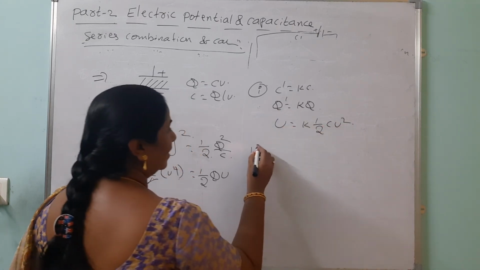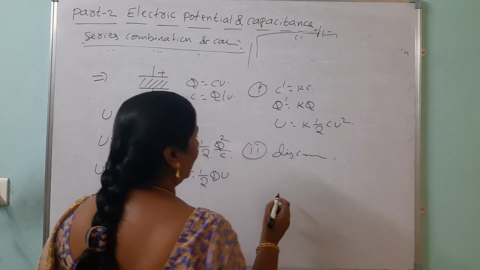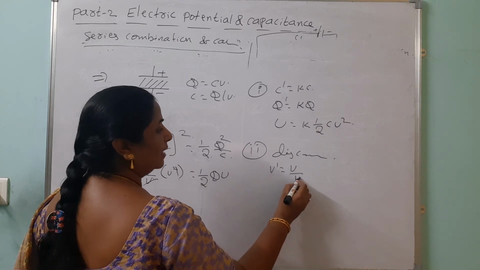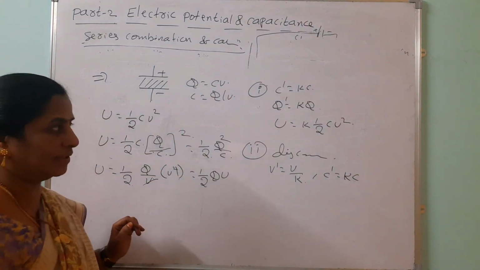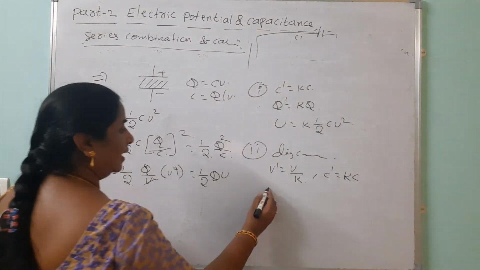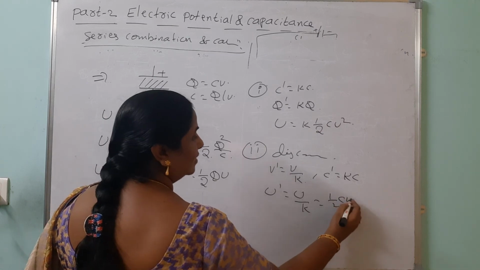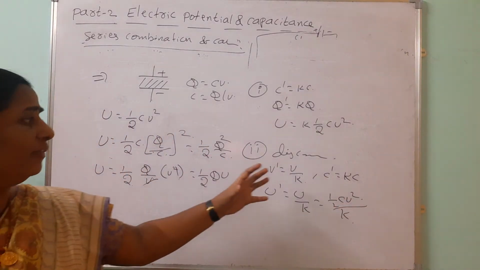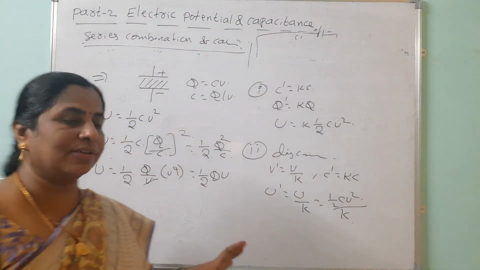Then second one, disconnect the battery. Then what happens? No change in the charge. V dash equals V by K. C dash, here also it is increased to K times. But what about the potential? U dash equals U by K. Simply you are getting half CV square by K like that. So this is when we are disconnecting, and this is when we continue the battery. So all these belong to capacitance.